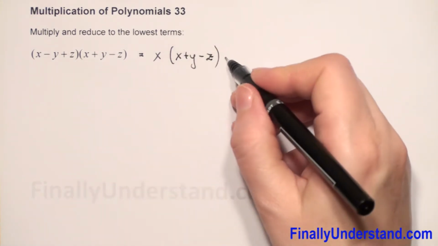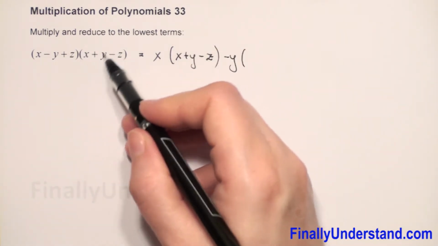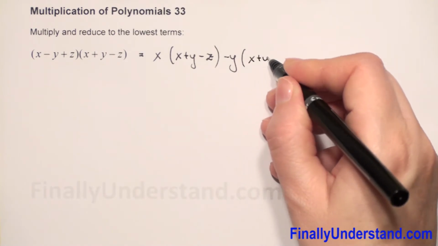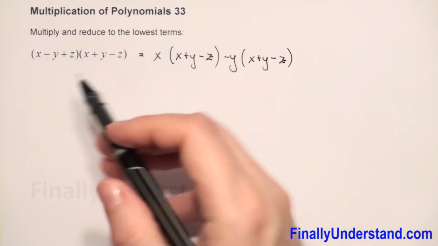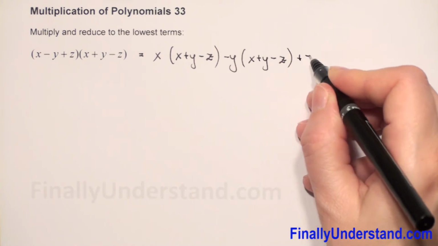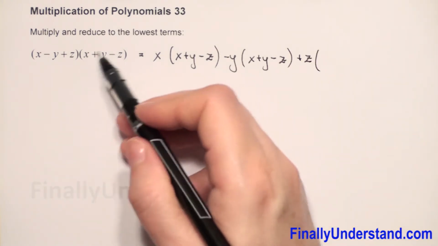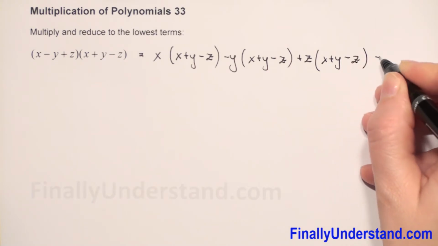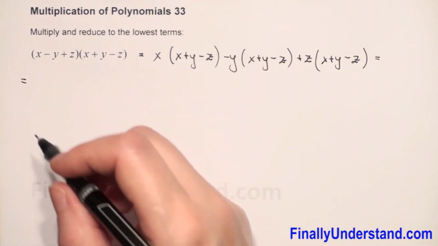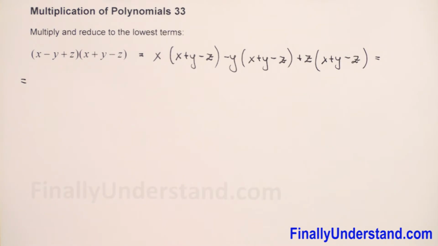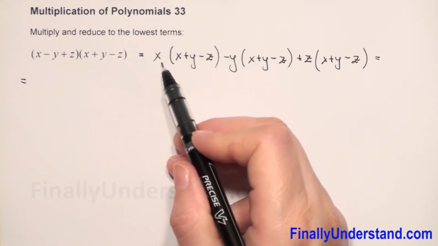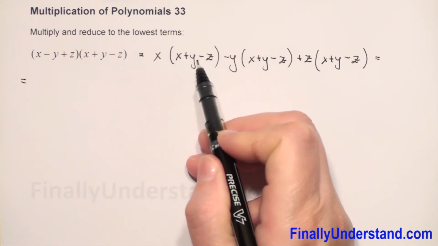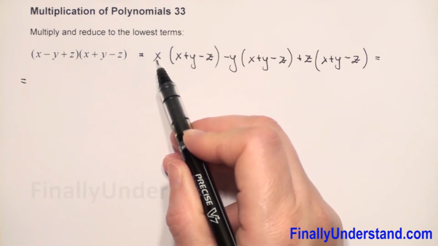Next we have negative y times the whole expression in the second parenthesis. And last is positive z times this whole expression in the second parenthesis. So this is equal. Now we have to use the distributive law of multiplication. It means we have to multiply every expression in the parenthesis by whatever we have before the parenthesis.